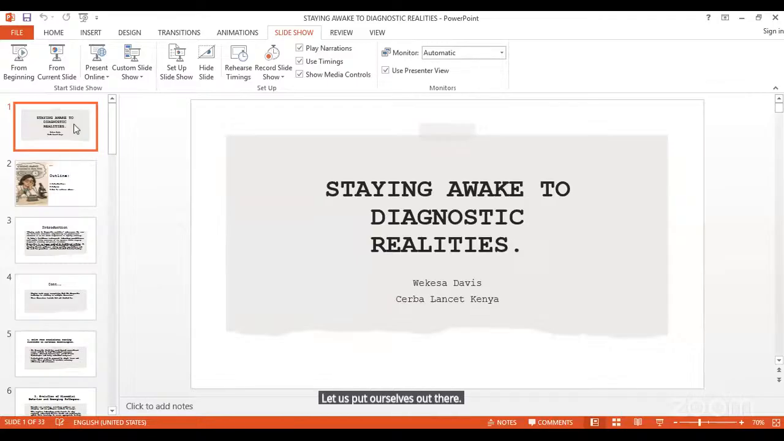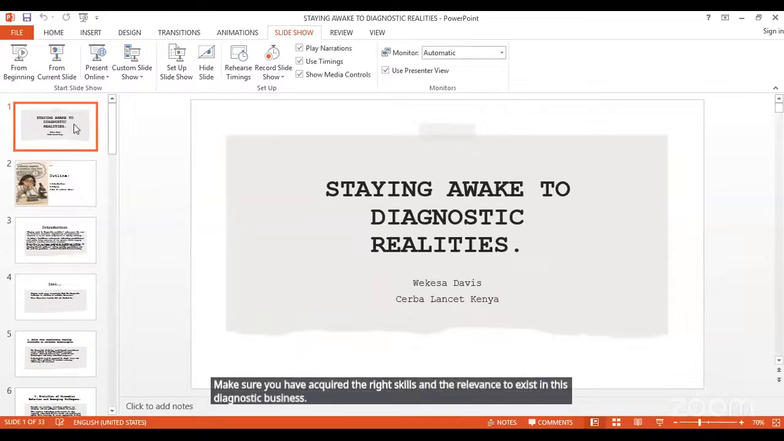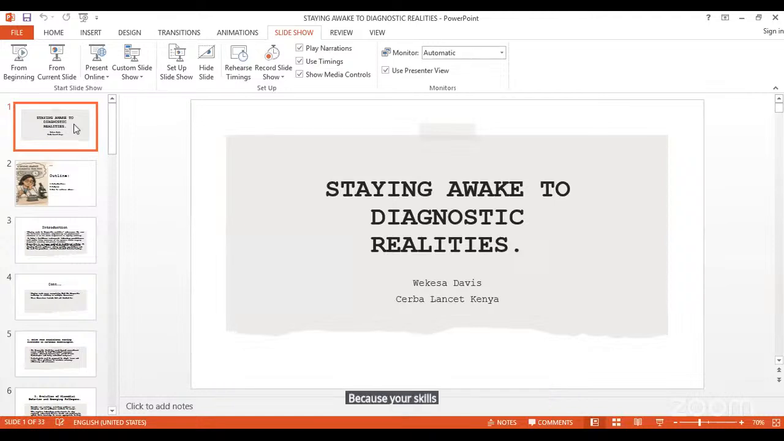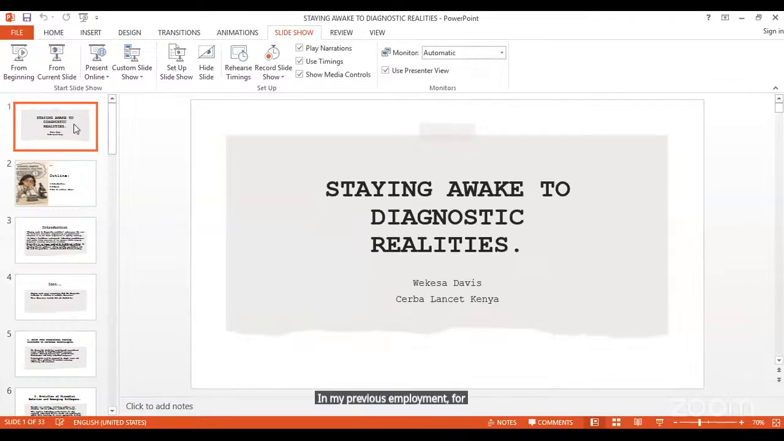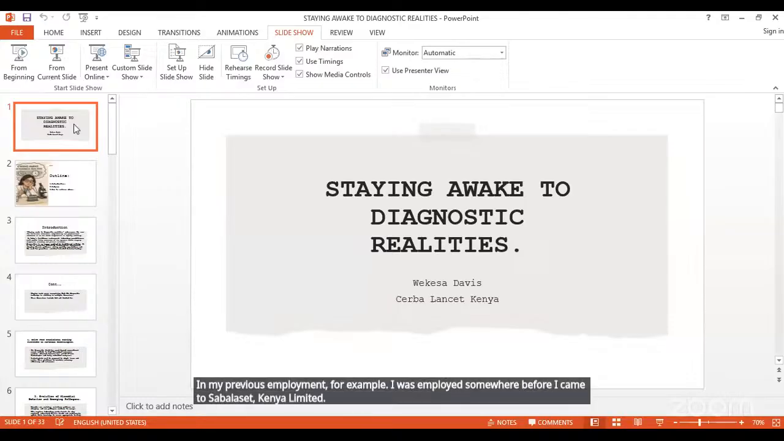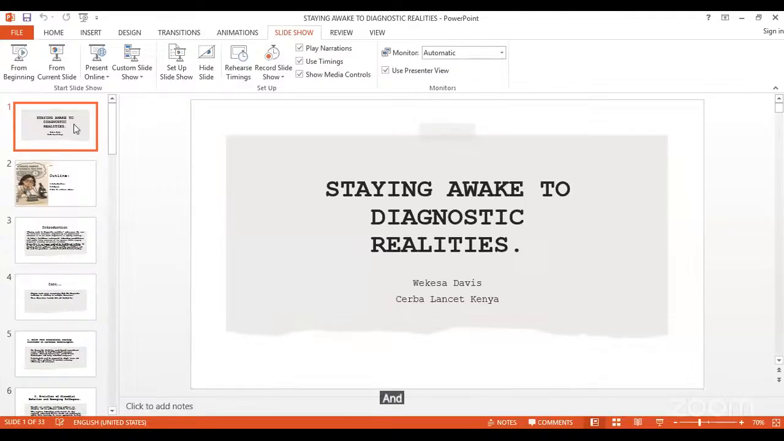That's number one. Number two, make sure you have acquired the right skills and the relevance to exist in this diagnostic business. Because your skills, competency will speak for you even where words cannot speak for you. In my previous employment, for example, I was employed somewhere before I came to Sabalas at Kenya Limited. And I was an administrator of a hospital. So why me and not you?